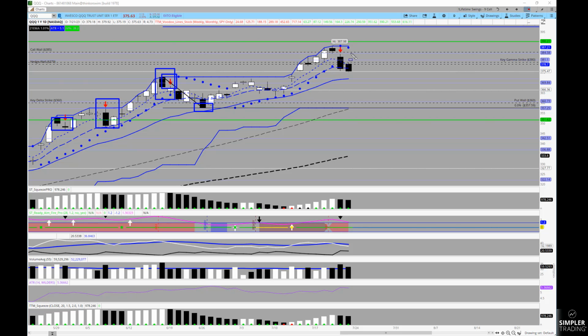So that's essentially to say that I think we could get down to something like 370 before we get above 387. And, with Powell and everything else due up next week, that seems like something to consider.